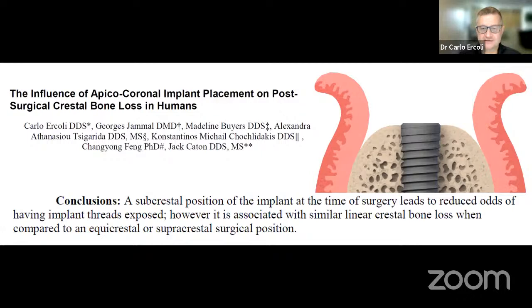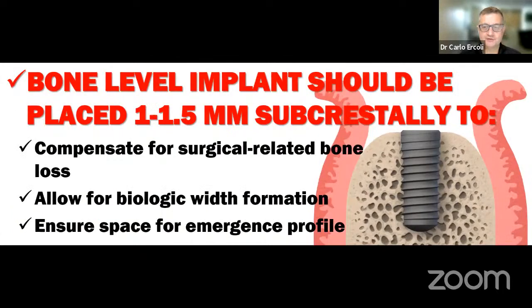So actually, this is a clinical study that we did a number of years ago. But really, the take-home message that you want to have is that you should be placing that implant about 1 millimeter to 1.5 millimeters subcrestally. So not at the crest of the bone, but actually subcrestally. Because in this case, you will compensate for a little bit of bone loss as a result of your surgery.